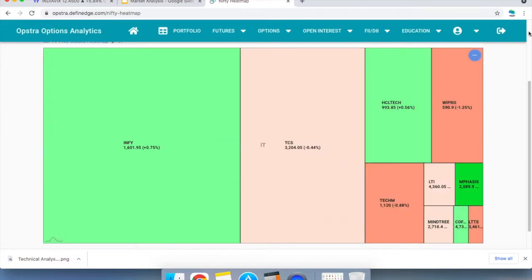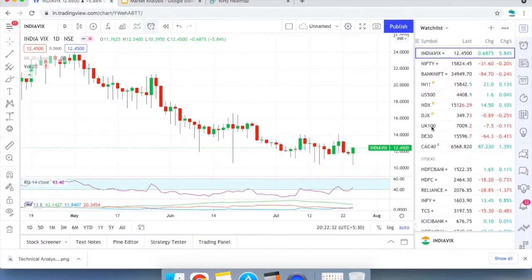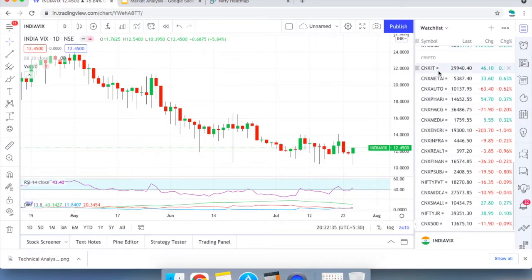And the IT sector, Infosys did well today. HCL Tech and Infosys also did very well today. Let's look at the charts once again for each of the sectors and see if we can understand something.